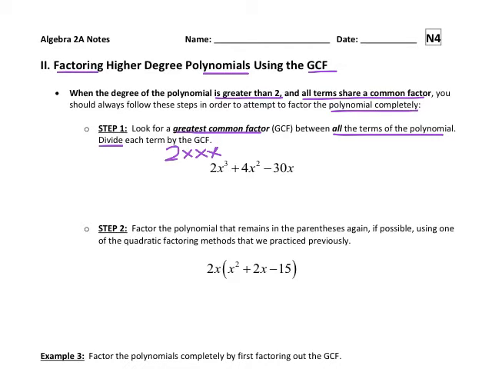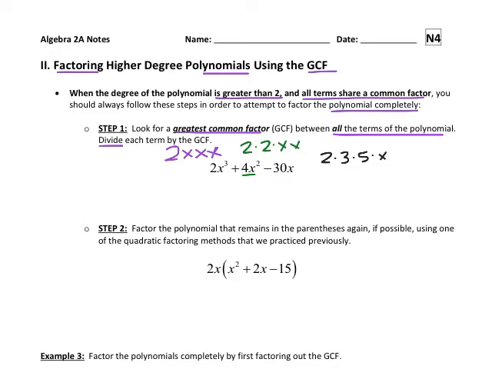And then if I look at the second term, I would be looking at 2 times 2 times x times x. That's what 4x squared really means. And then if I look at the number 30 and x, that's going to be 2 times 3 times 5 times x. Okay, so really what I've done is I've done a prime factorization of each of these.